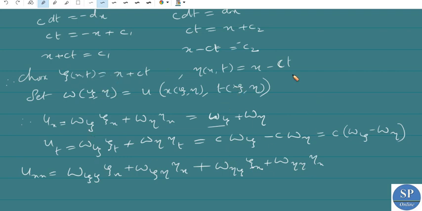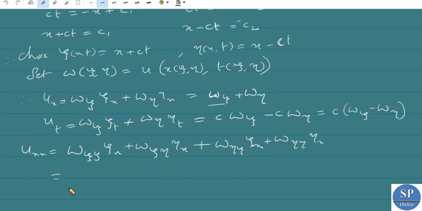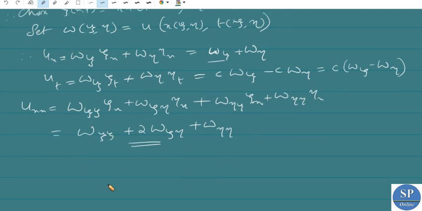But we have zeta x and eta x are 1. Okay, so this is equal to w zeta zeta plus w zeta eta plus w zeta eta plus w eta eta. So we have w zeta zeta plus 2w zeta eta plus w eta eta. So this is uxx. Now to find utt, utt is equal to the partial derivative of ut with respect to t. So taking c outside, the partial derivative of w zeta, zeta into zeta t plus w zeta eta into eta t.